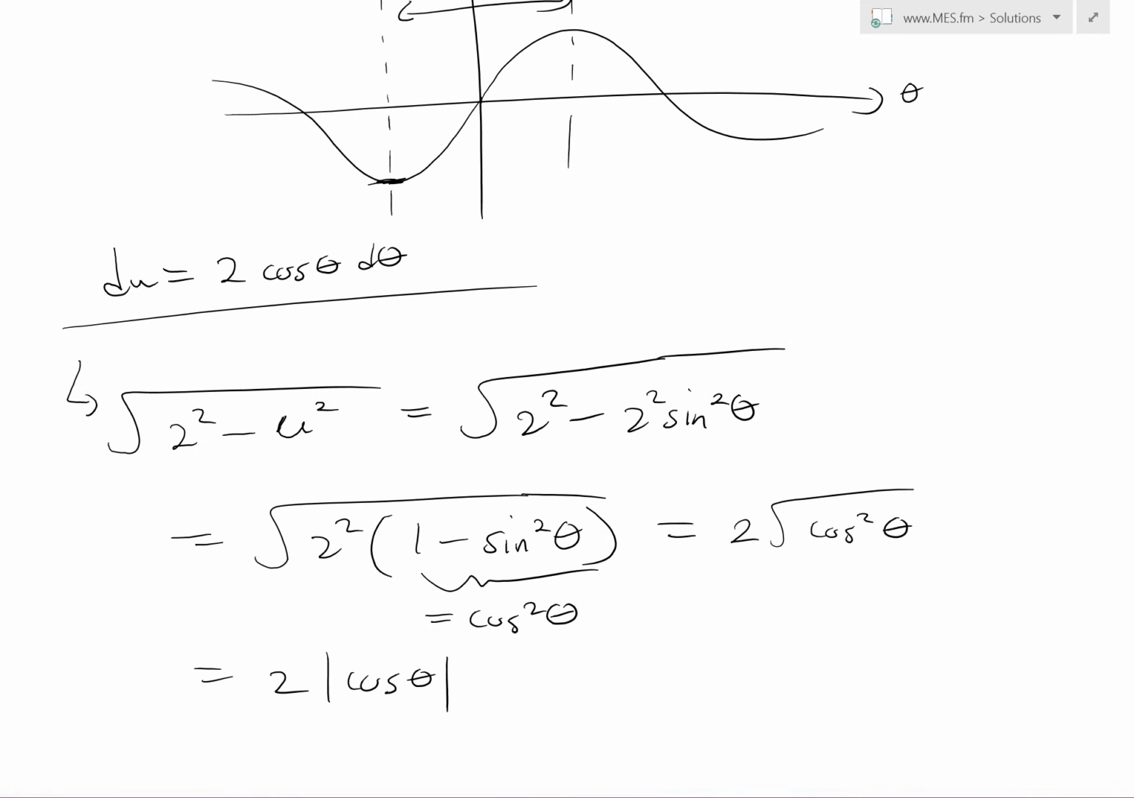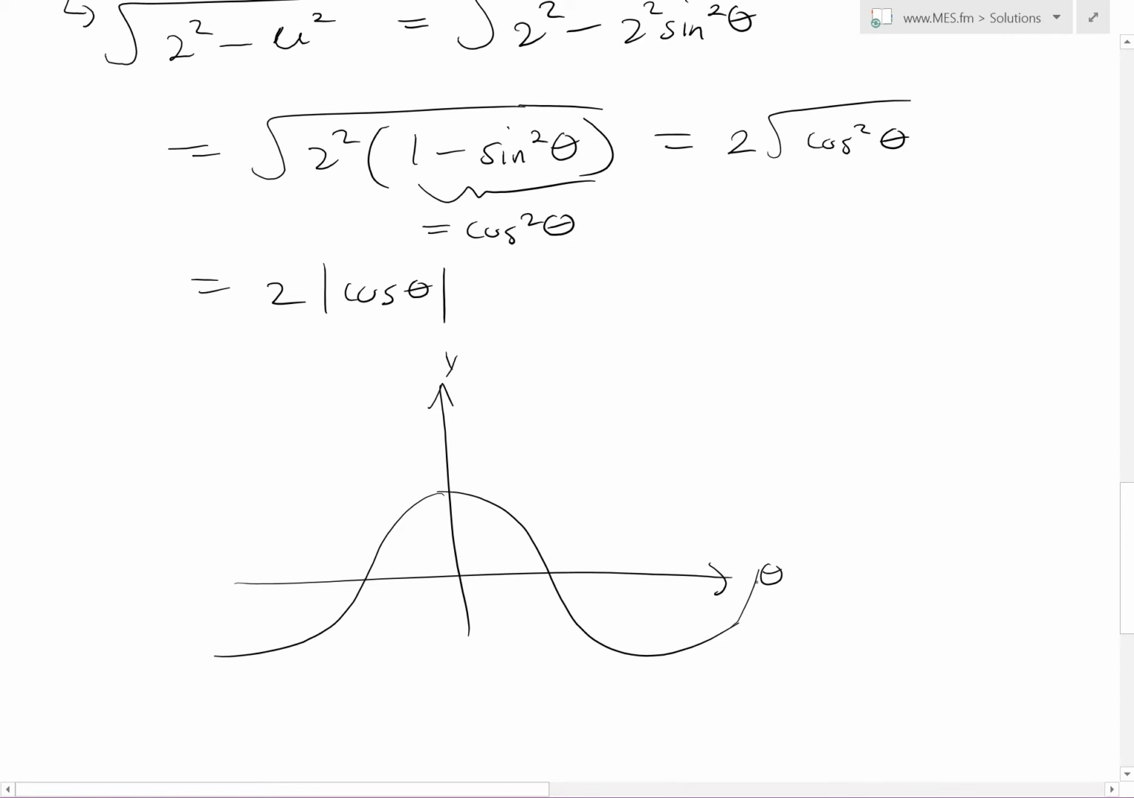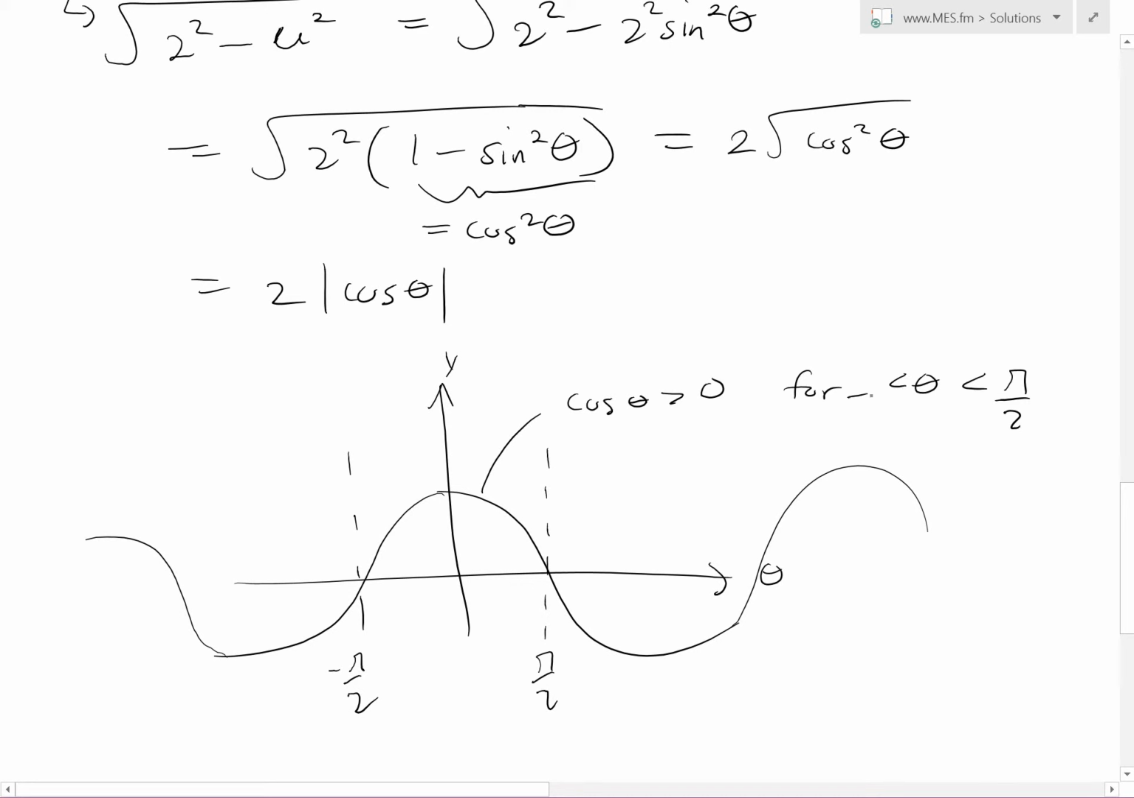But we know that when we look at the graph of cosine theta, this is theta, this is y, it looks something like this, and it keeps going on. At this point right here, this is pi over 2, and this is negative pi over 2. So that's where we're defined. Cosine theta is greater than 0 for theta less than pi over 2 and greater than negative pi over 2. So if it's greater than 0, we can remove this absolute value sign. That's just equal to 2 cosine theta.